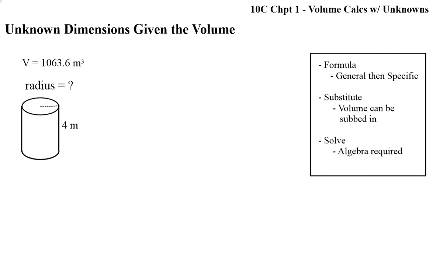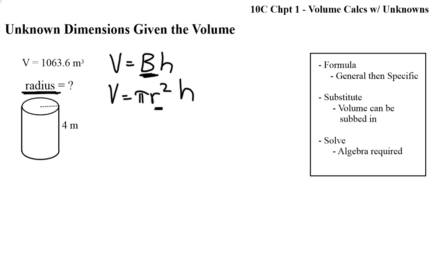So with this one, what's the shape we have? Well, it's a cylinder. Cylinder is a circular prism. And because it's a circular prism, the base is a circle, we know our big B can be a pi r squared circle times then the height of the prism. This particular question is asking for the radius. So that's what we don't know.